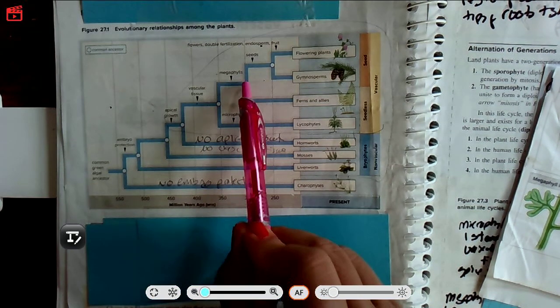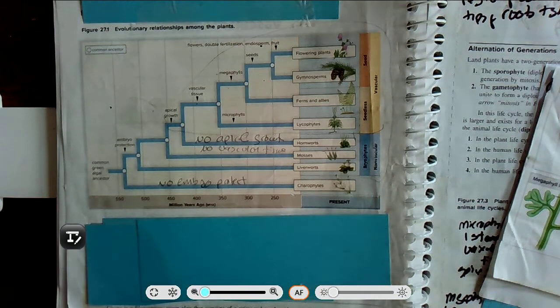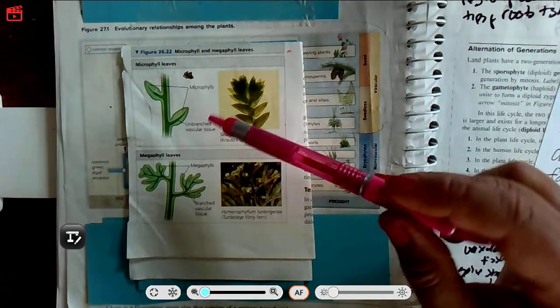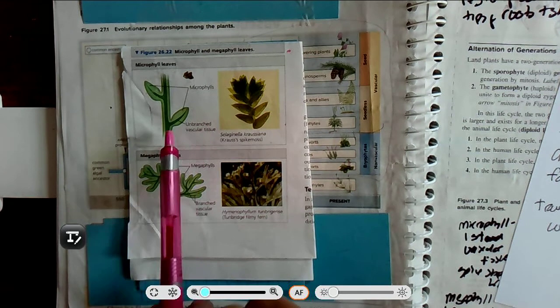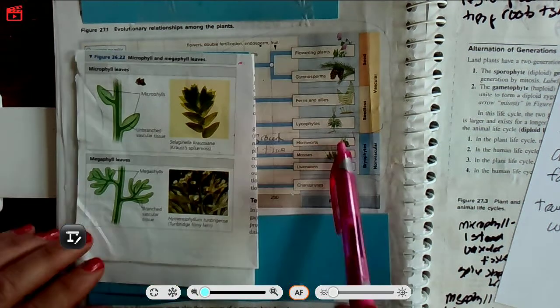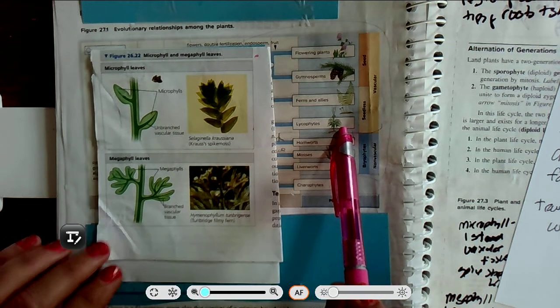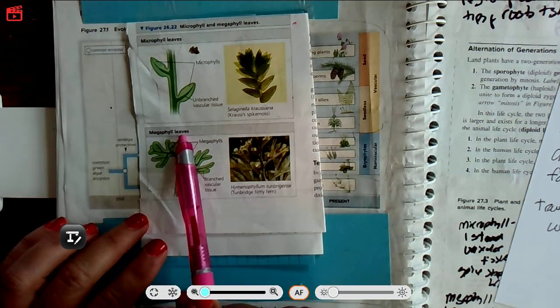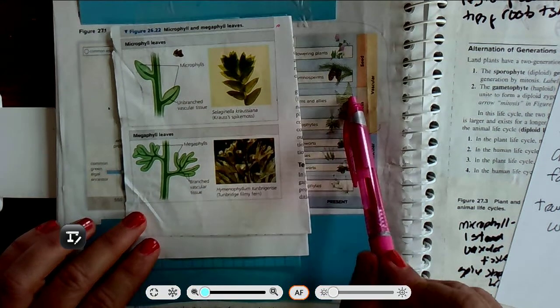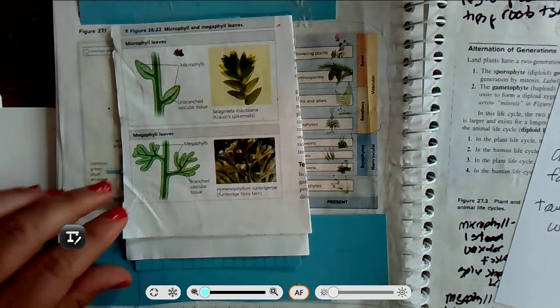Right here we're looking at megaphylls and microphylls. In your textbook there's a nice picture of this. Microphyll leaves have one vein of unbranched vascular tissue, and those are our lycophytes here, or club mosses. Megaphyll leaves have branched vascular tissue, and that is your fern, allowing them to spread out more and capture more sunlight.